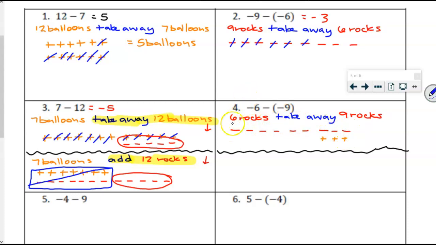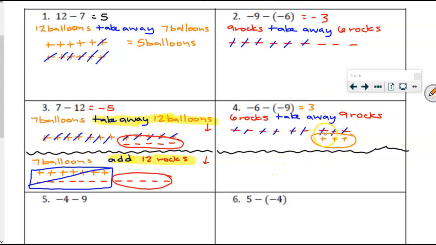Okay, let's finally take them away. 1, 2, 3, 4, 5, 6, 7, 8, 9 rocks gone. What is it that I have left? 3 balloons. So we know that the answer is going to be +3 since there's 3 positives or 3 balloons.